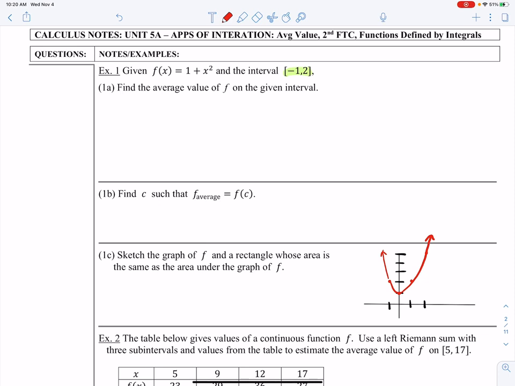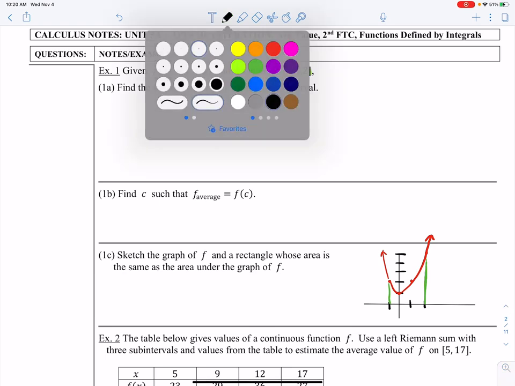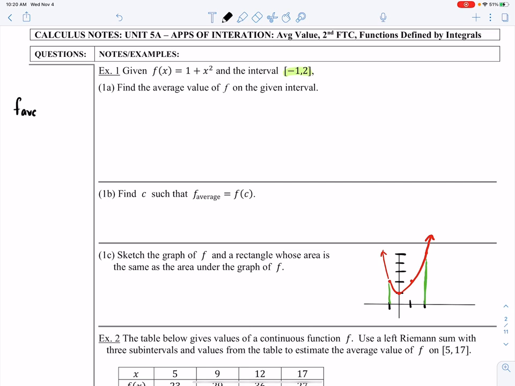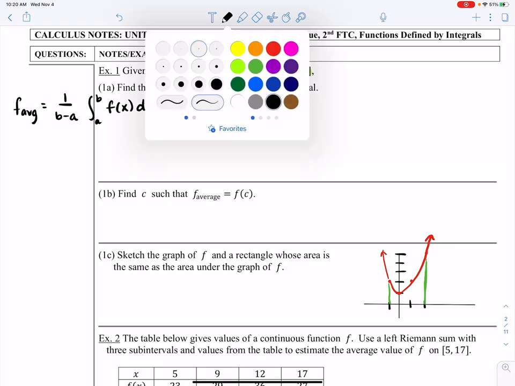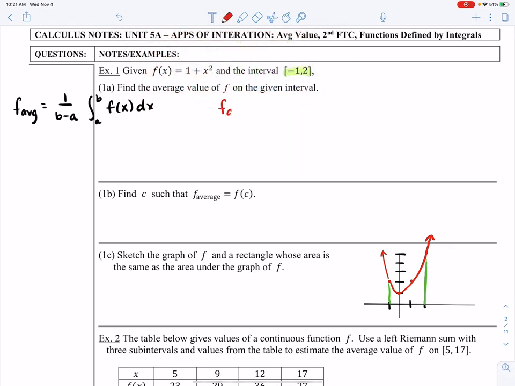Okay, so I've graphed my graph, and we're particularly interested in the interval from -1 to 2 right here, okay? Now, let's use our formula. Our formula says that the average value is going to be equal to 1 over b minus a, integral from a to b of f of x dx. So let's apply that. If I want to find the average value of this function.